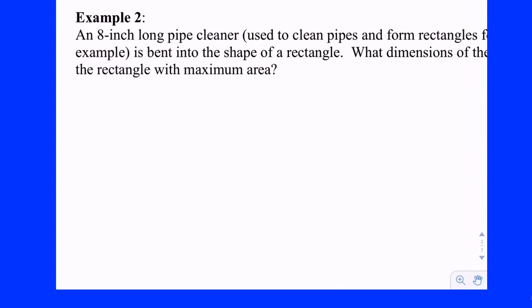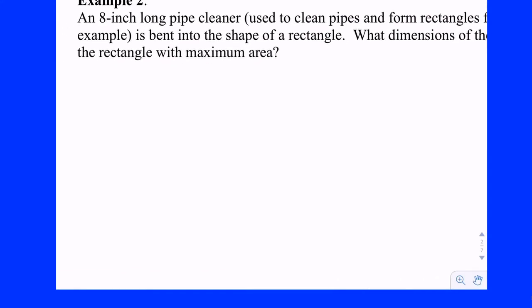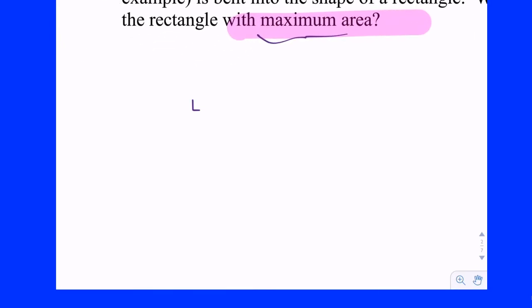Here we go. What we're trying to do, we're going to take our 8-inch long pipe cleaner, y'all, and we're going to bend it into a rectangle. And the rectangle that we end up with, we want it to have the biggest amount of area possible. We want it to be the largest area. So there's your clue that it's going to be optimization, right? Maximum area.